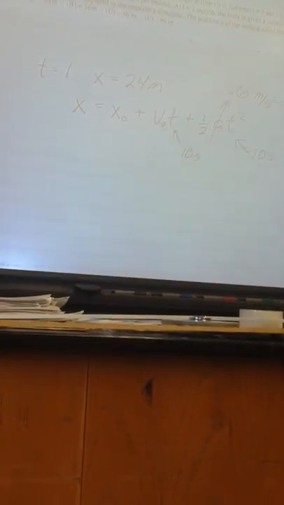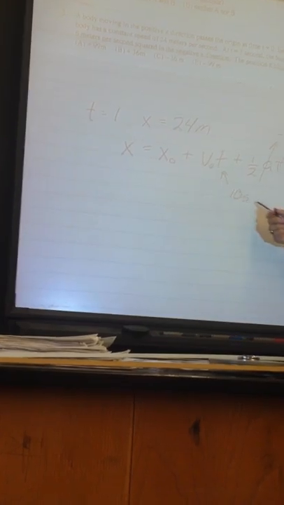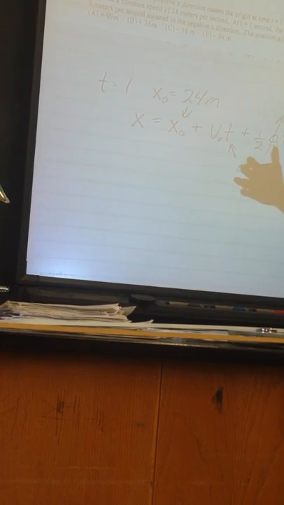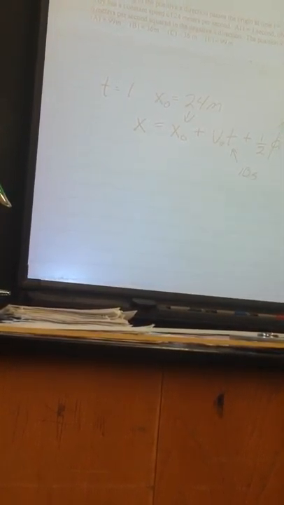So wait, what can I put in for X naught? Well, that's a good question. Since we're talking about, and this is where the conceptual understanding has to be, the X naught is your 24 meters, because what we're looking at is the beginning of our 10-second interval, which starts at the end of that first second. And at the end of that first second, we were already at 24 meters.